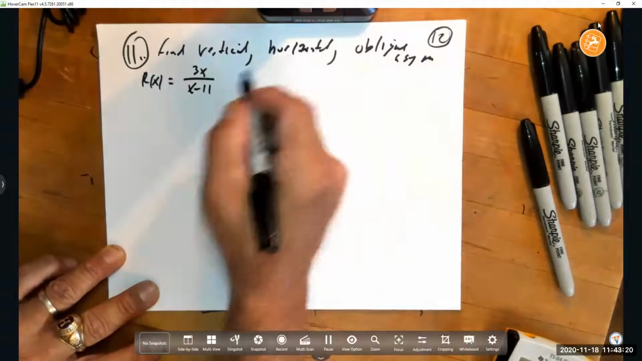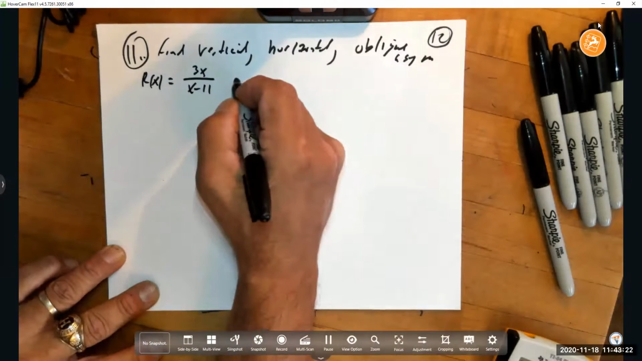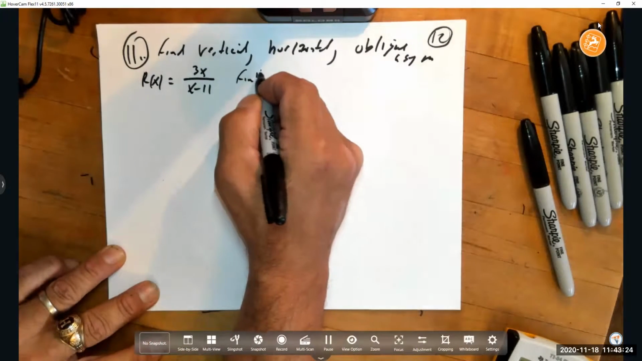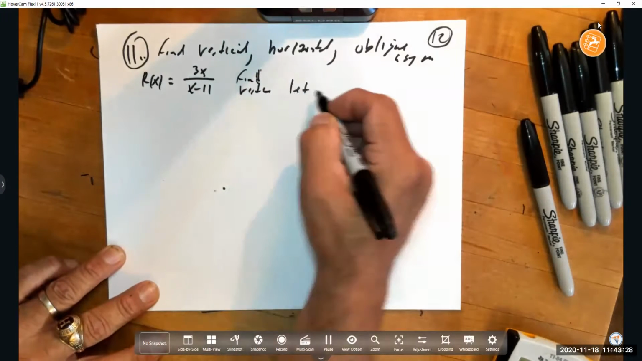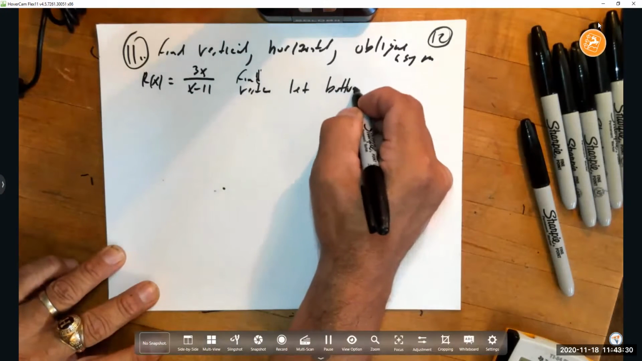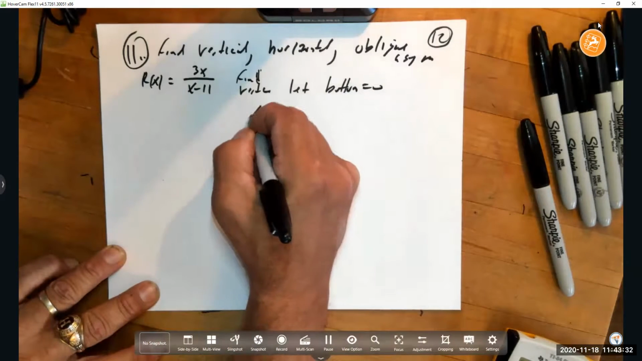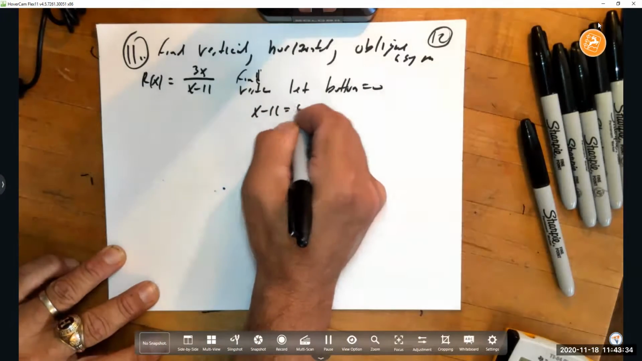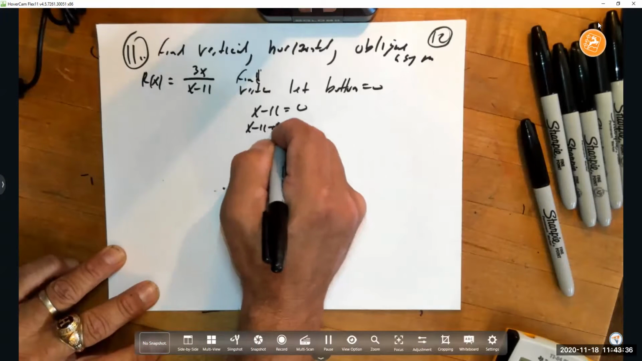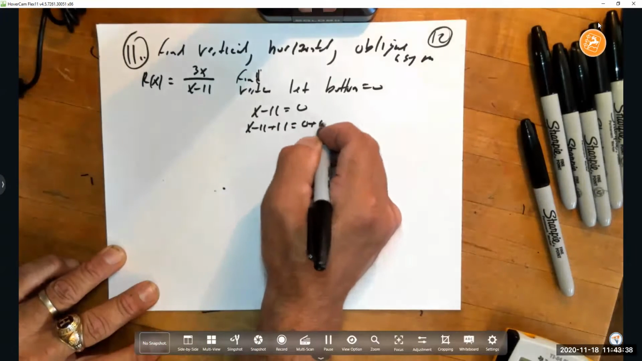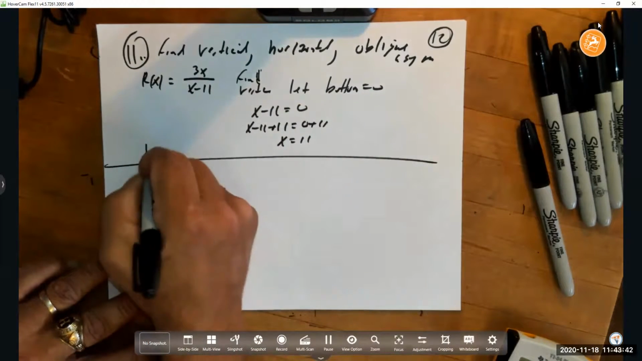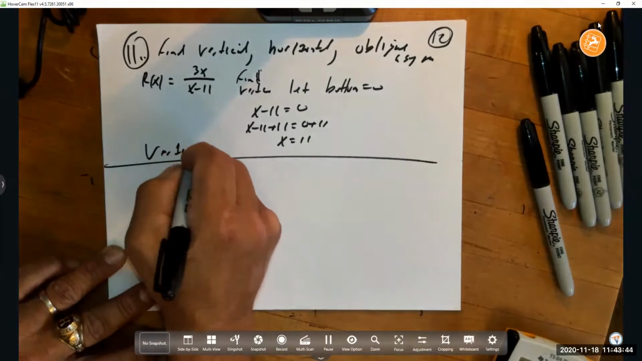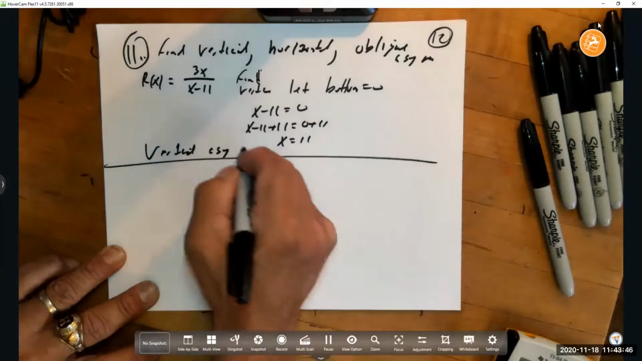So to find the verticals, let the bottom equal 0. So x minus 11 equals 0. Add 11, add 11. So x is 11. So the vertical is that one.